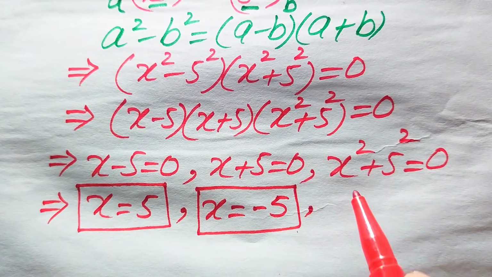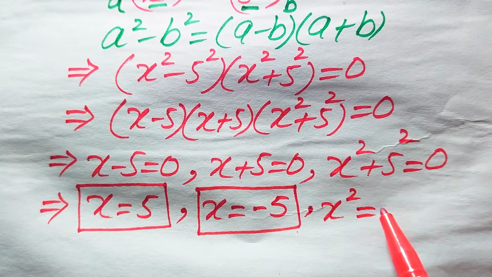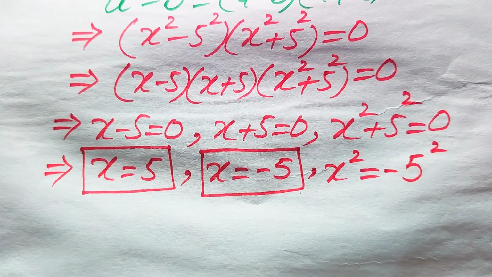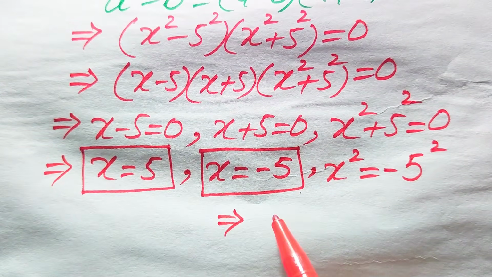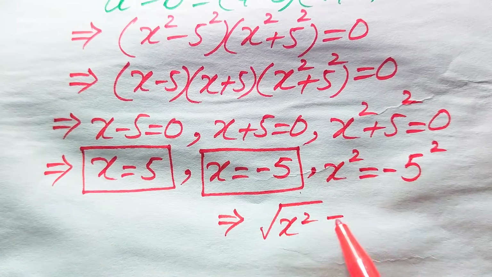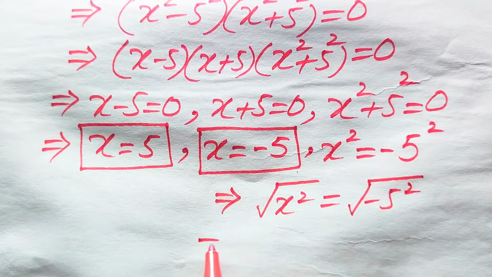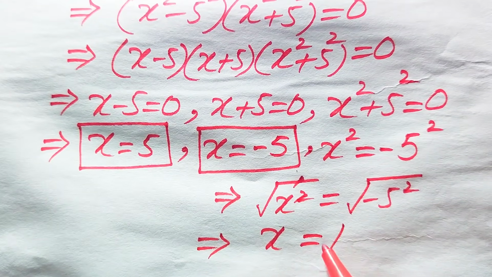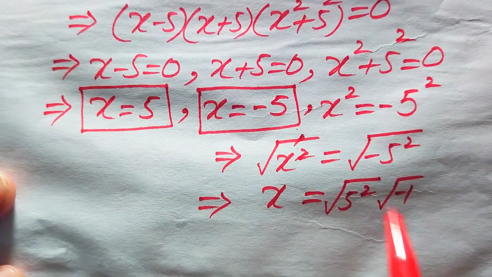And now in the next step we get x square plus 5 square is equal to 0, and we obtain x square is equal to minus 5 square. So from this case we need to get the values of x, and for this we take square root on both of the sides. And again you see that these 2 and square root are gone, and we get x is equal to, here we apply square root separately on both of these two values in this form.